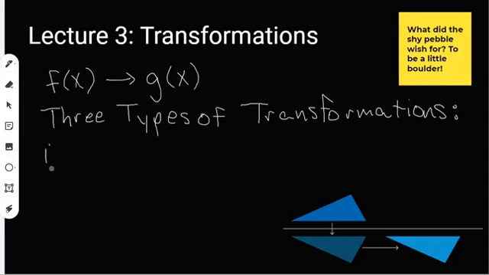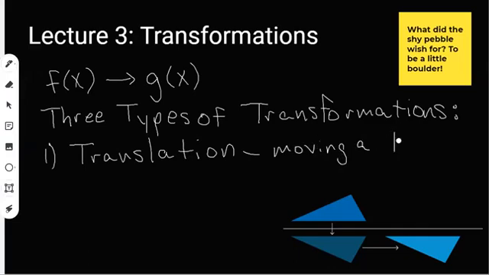The first type is the translation. A translation is going to be a move to the up, to the down, to the left, and to the right. So this is moving a function. And it could be moving it up, down, left, and right.